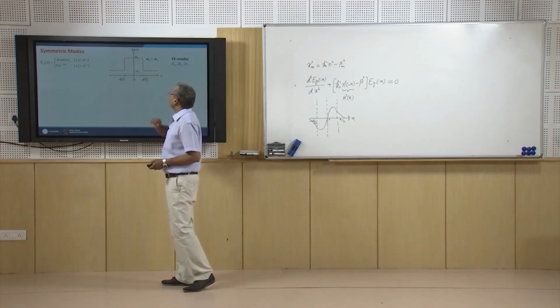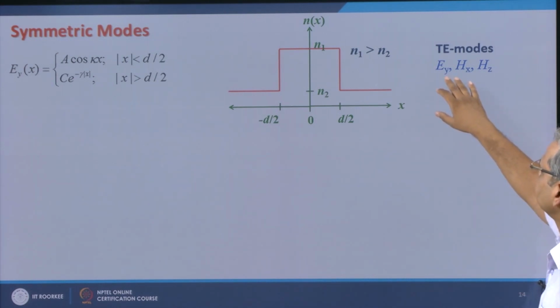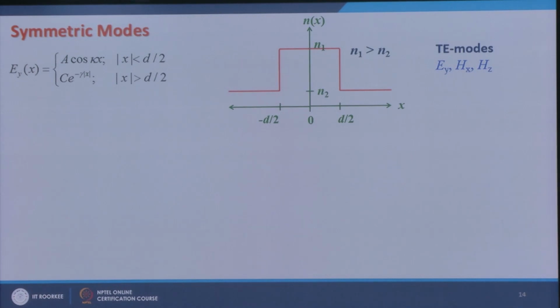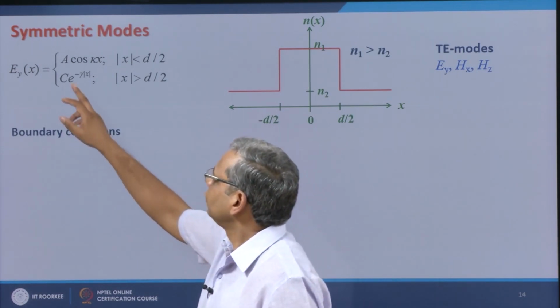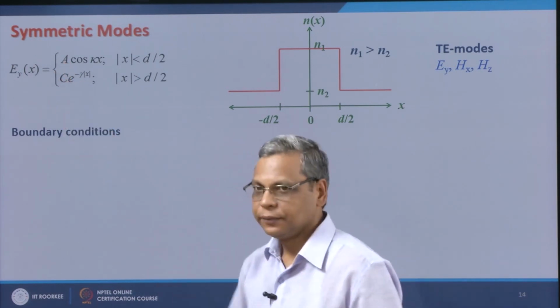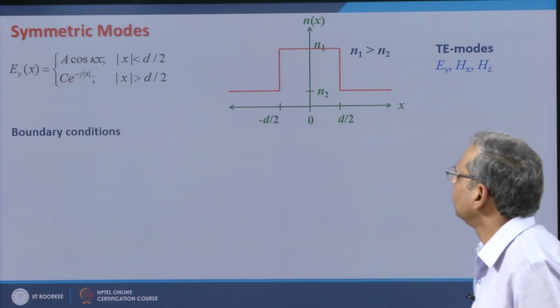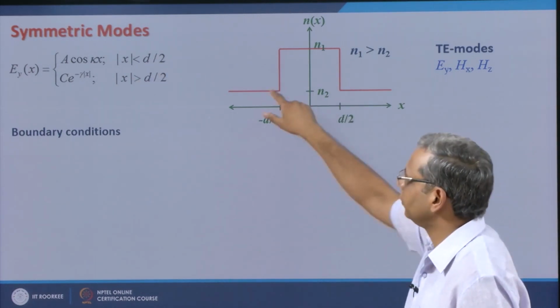So, these are the antisymmetric modes, and remember that I am doing the analysis of TE modes. TE modes have non-vanishing components of E and H as Ey, Hx and Hz. What is left now? I need to find out the relationship between A and C. I need to find out how these solutions are connected at the boundaries.